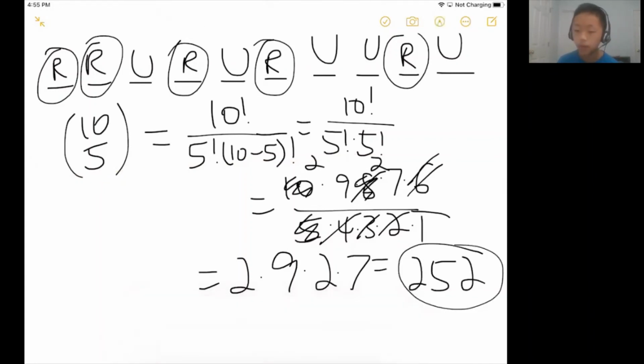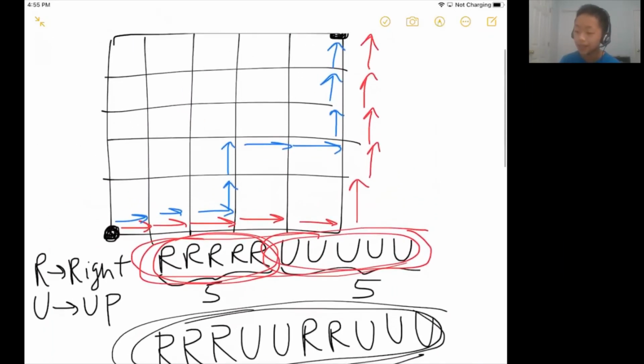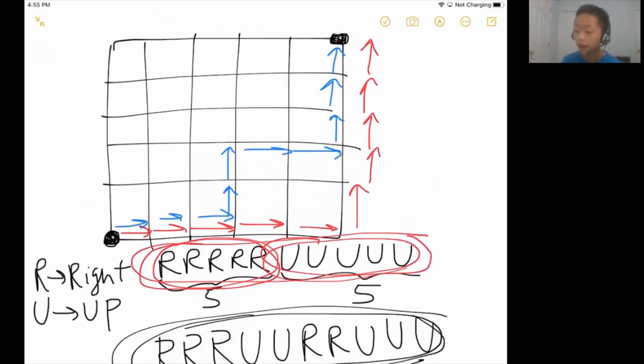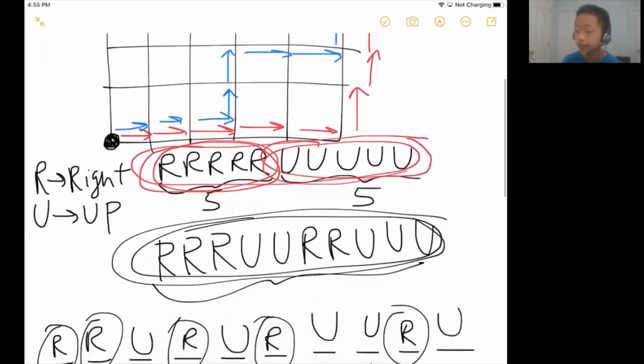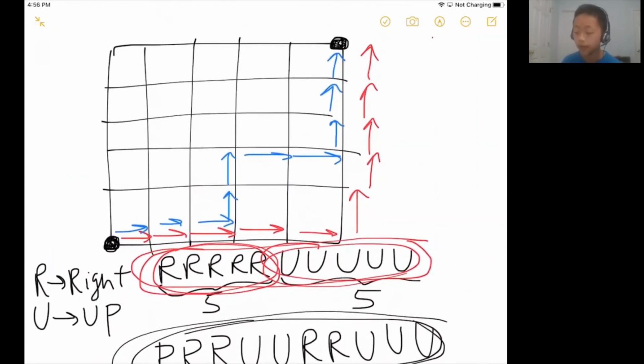So basically what we did is we noticed that the key idea was that every path on this grid corresponds to exactly one valid string. In other words, if we counted the number of strings with 5 R's and 5 U's, then we automatically had the number of paths on the grid. So that was a much easier way to solve the problem.